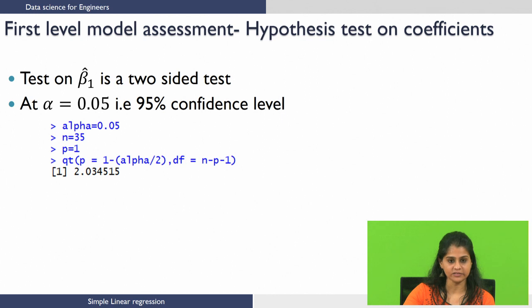Now, in this case I have 35 observations. p becomes my number of independent variables. Here I have only one independent variable. Now, we know from the statistics module how to compute the quantiles for a t distribution.